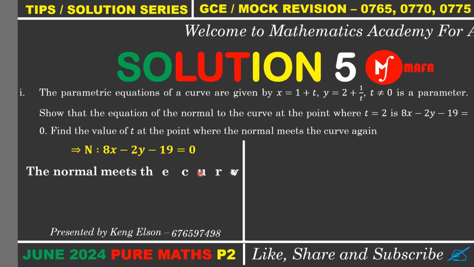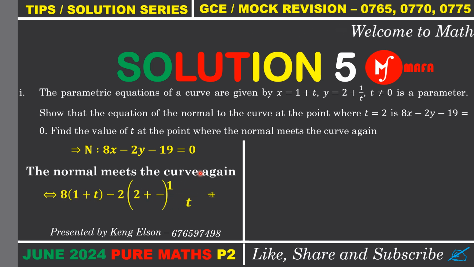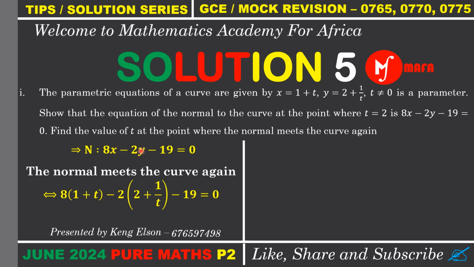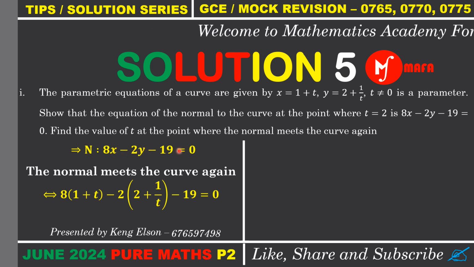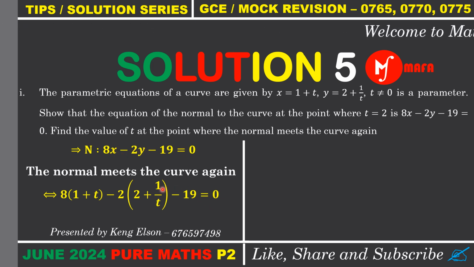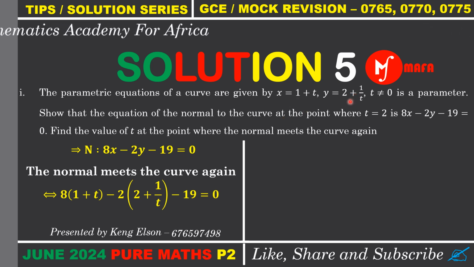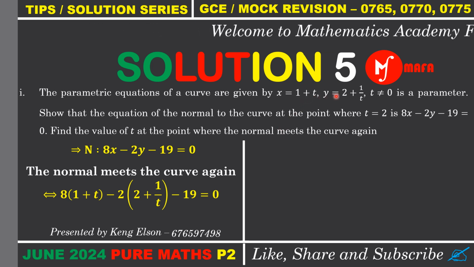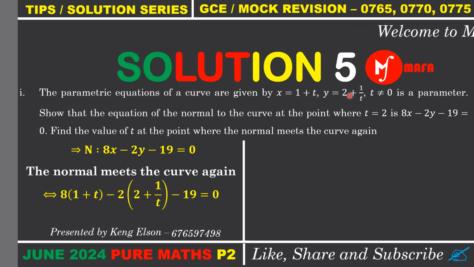So generally the normal is going to meet the curve again if and only if we have 8 times the x coordinate of the point of the curve minus 2 times the y coordinate minus 19 equal to 0. This is just telling us that the x and y coordinate of the curve should be equal to the x and y coordinate of the normal. Or we can say the x and y coordinate of the curve should satisfy the equation of the normal.